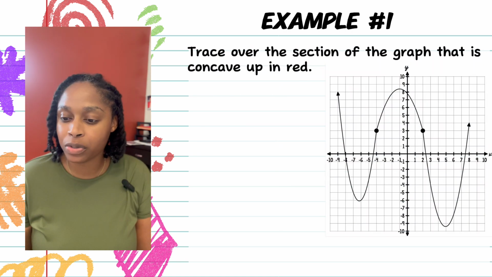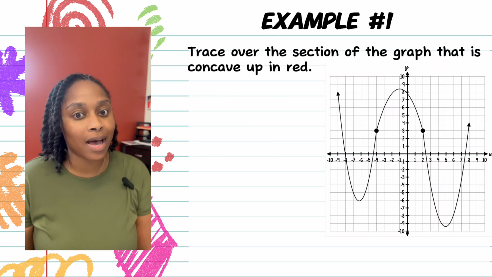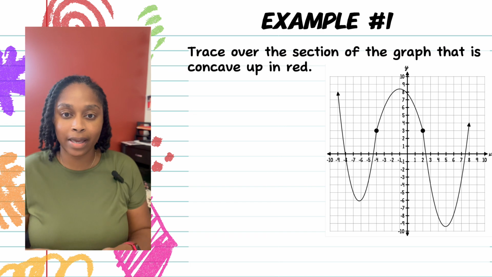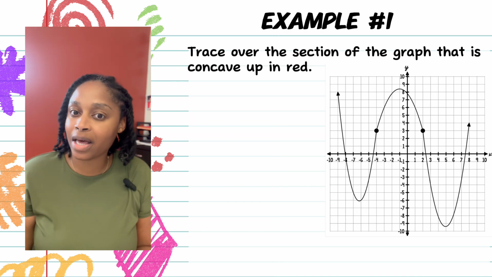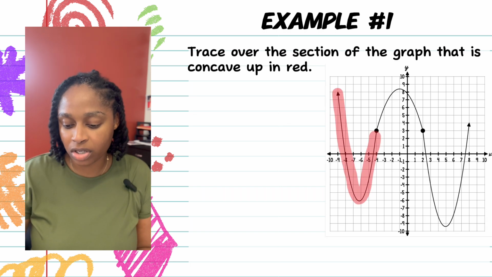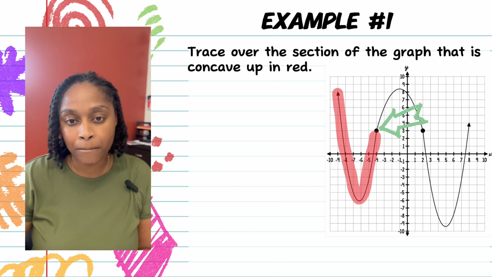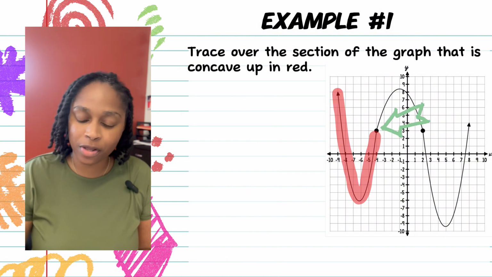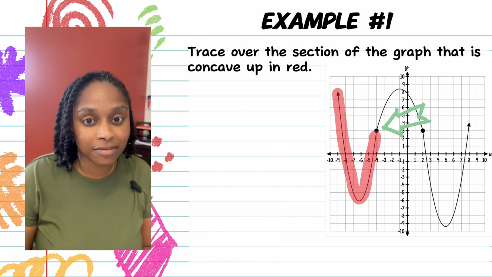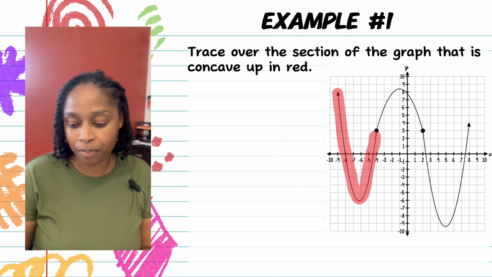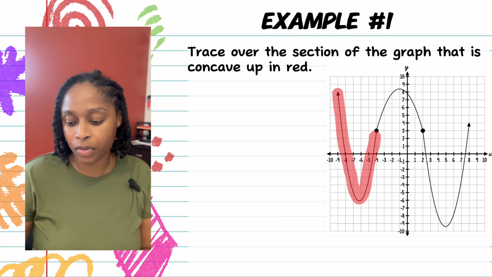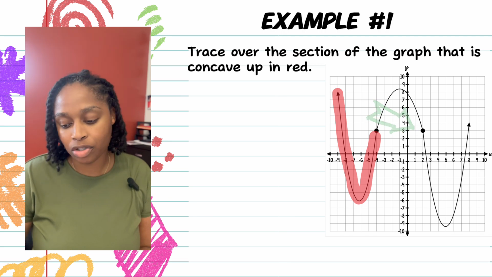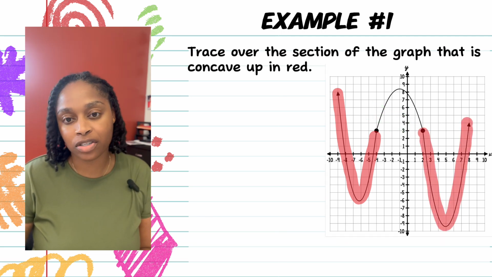The next thing we have to do is trace over the section of the graph that is concave up in red. So go ahead and get your red marker, and I'm going to start with the first section that I see to the left that is concave up. I'm going to shade in from the arrow, and then I'm going to stop at that point that I see there. That point is our inflection point. That's where the graph is changing from concave up to concave down. All right, so that's where I stop. And then we have another section of the graph that is also concave up. So I'm going to start at the inflection point and trace over my concave up section of the graph.